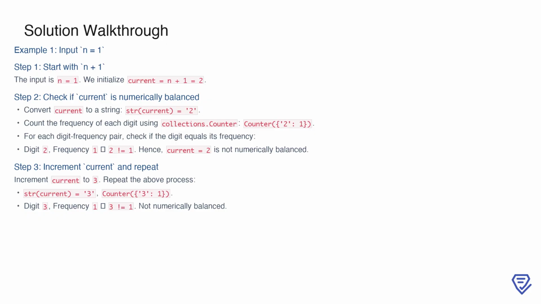Now, for every digit-frequency pair, we verify if the digit equals its frequency. Here, the digit 2 has a frequency of 1, and since 2 is not equal to 1, current equals 2 is not numerically balanced. We then increment current to 3 and repeat the process. For current equals 3, the frequency of the digit 3 is also 1, and since 3 does not equal 1, it is not numerically balanced either.